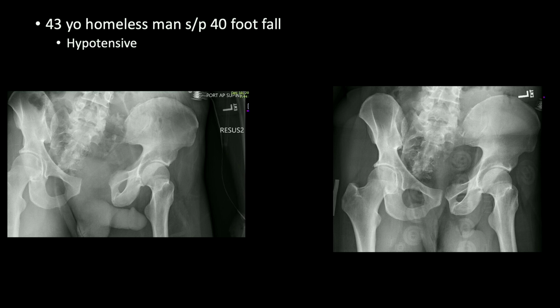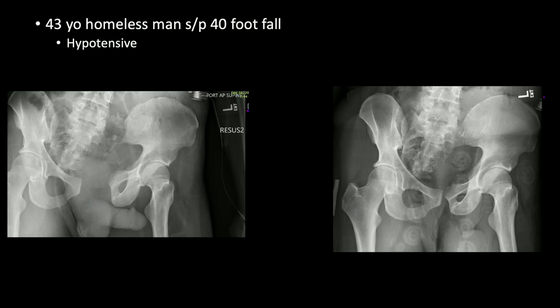So a 43-year-old homeless man was on top of a 40-foot building. Police tried to de-escalate and he ended up jumping. And so he came in hemodynamically unstable, but neurovascularly intact. So maybe Rafid, take you a little bit back to your ortho trauma days, so more than a year ago. What sort of stands out with these pelvic films here? Positive Throckmorton sign first. No, but I mean, this is a very unstable pelvic injury.